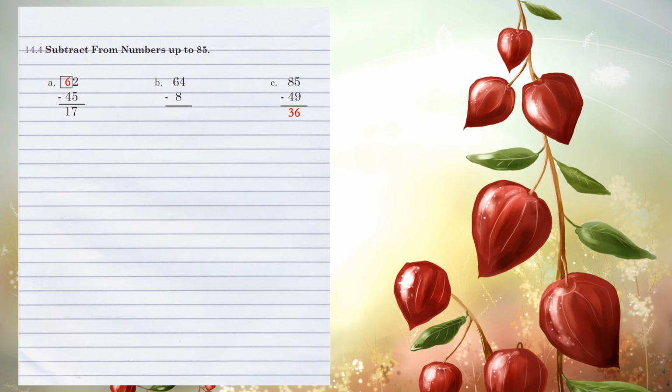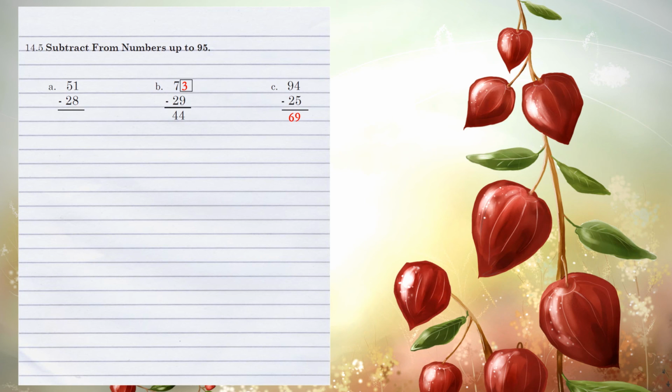Let's look at example B. 64 minus 8. Okay, that 8 is underneath the 4, but you can't subtract 8 from 4. So we borrow from the 6, make it a 5, make the 4 a 14. Now we have 14 minus 8, which is 6. We bring down the 5 for an answer of 56.